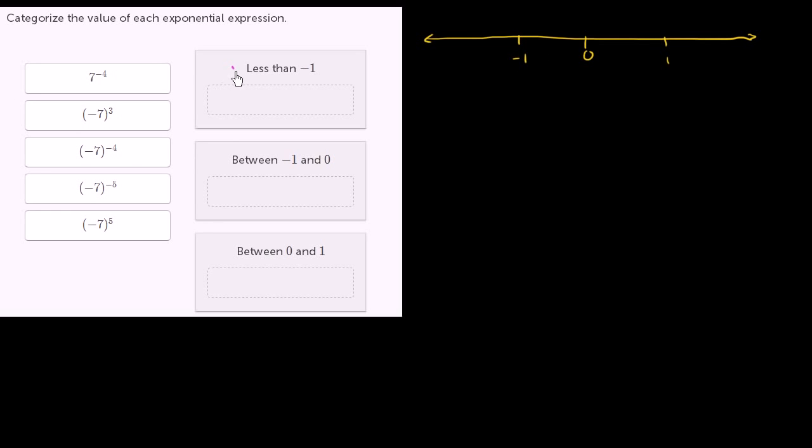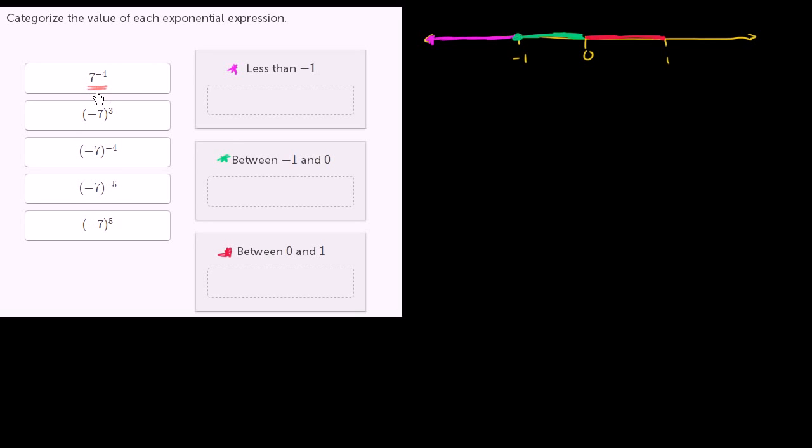This first category right over here, less than -1, that's all of these values right over there. Then you have the category between -1 and 0. That's these values right over there. And then finally, you have the category between 0 and 1. That's this category right over here. So they didn't give us a bucket for greater than 1, so I guess it's safe to assume that none of these are going to be greater than 1. But let's go expression by expression.